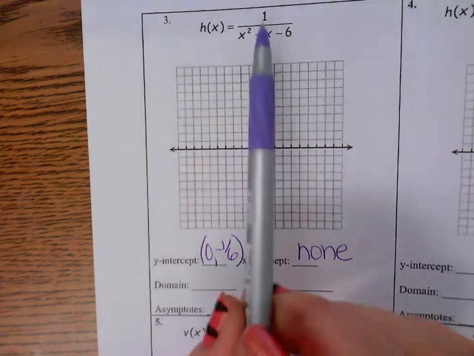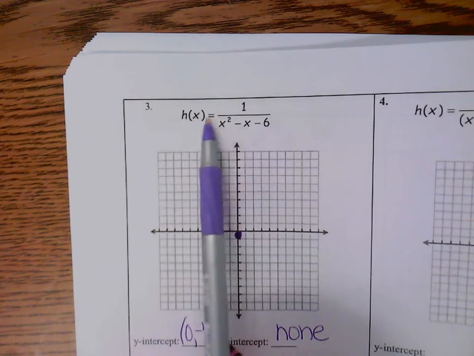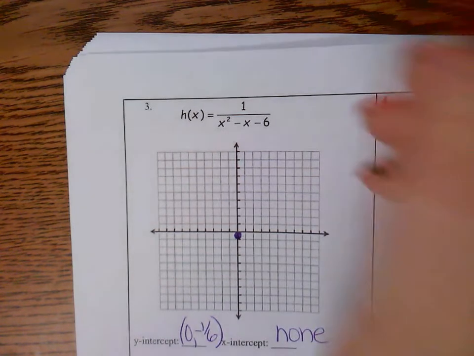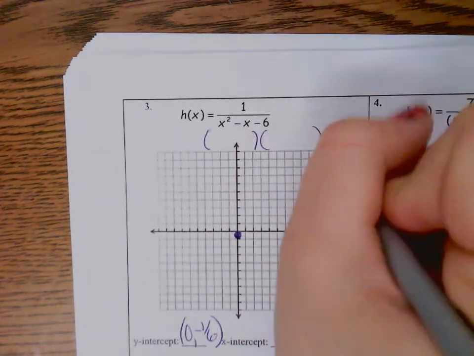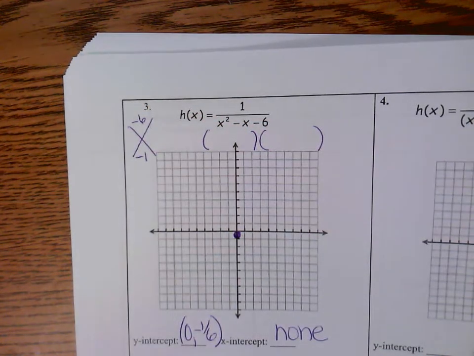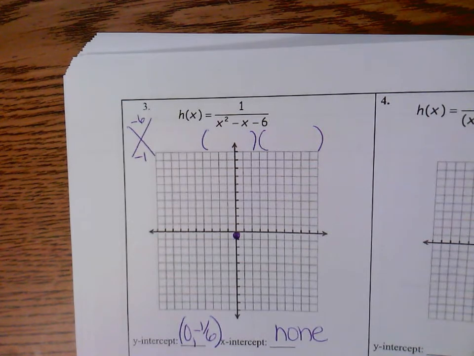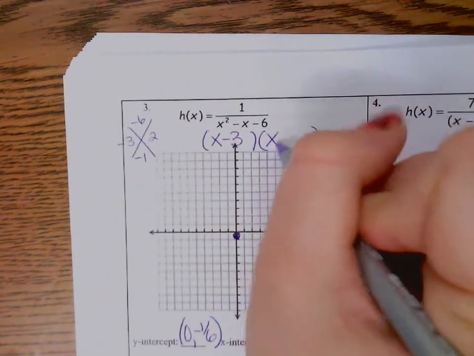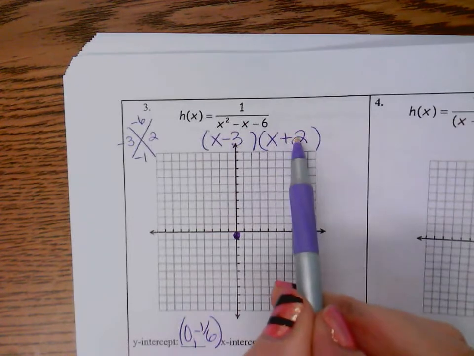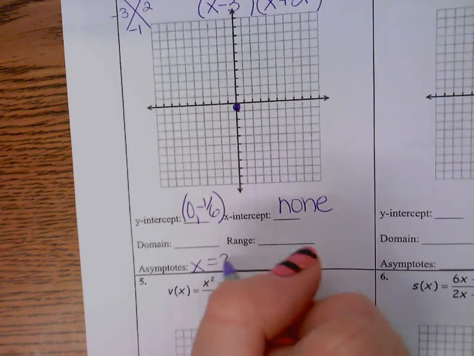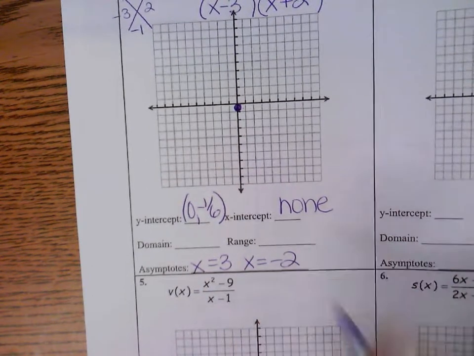Our vertical asymptote, I need to actually factor this denominator to figure out what the bad x values would be. So I'm looking for the factors of -6, if I do the diamond, that add up to -1. So what are my 2 factors going to be? -3 and 2. So x minus 3, x plus 2, those are my factors. And so my asymptotes are the opposite of those factors. So I have one asymptote at +3 and one asymptote at -2.